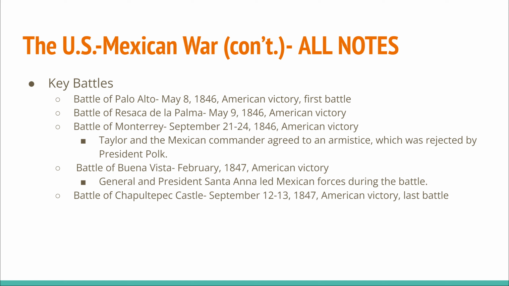So, after the Battle of Monterrey, General Taylor and the Mexican commander at that battle agree to an armistice, which is basically like a ceasefire. They're going to stop fighting, but President Polk rejects it. There's another battle that's an American victory.